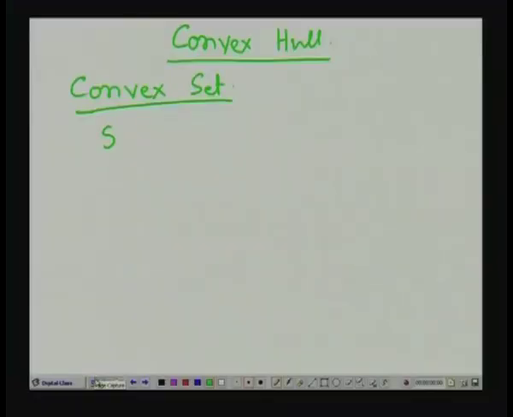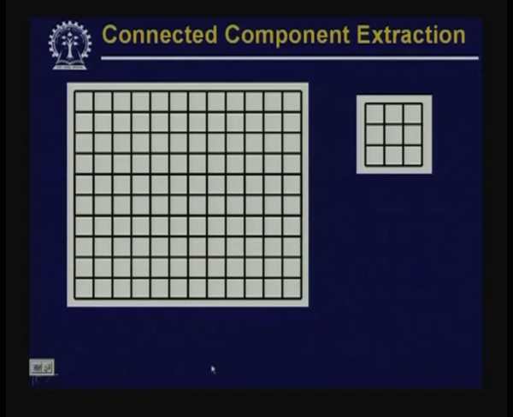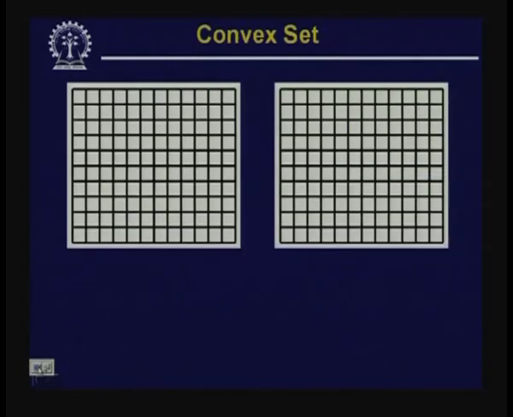Whereas, if there is any point on this straight line connecting those two points which does not belong to set S, in that case we will say that set S is not convex. So, coming to an example, say I have a situation something like this.